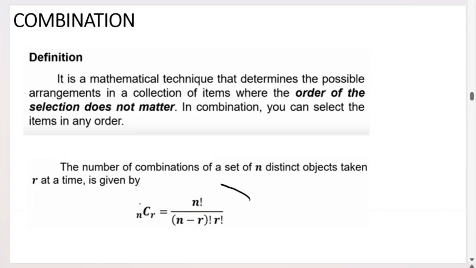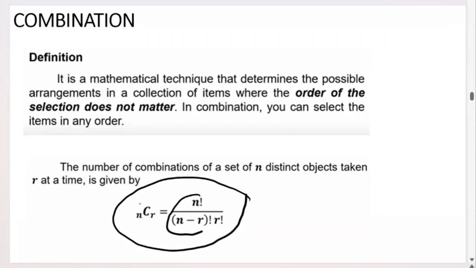So here is a formula. The formula corner. This one is the same as the one of a permutation, except this one is going to have r factorial at the bottom. What is important is for you to be able to understand the difference between the two formulas.